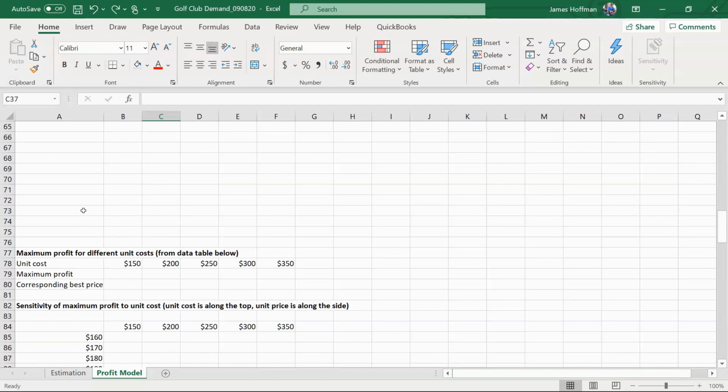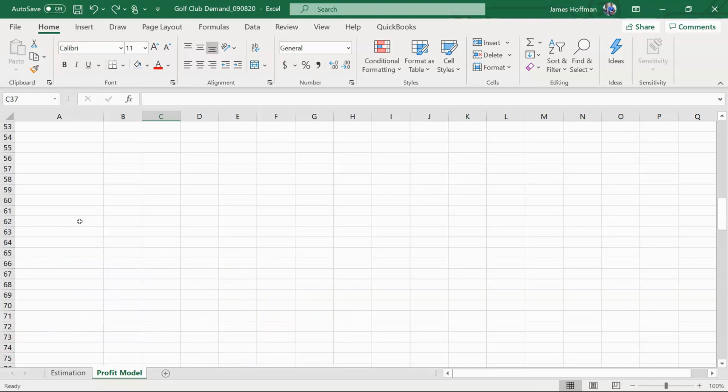Okay, so first, before we do that, you just want to fill in the spaces. See down here, there's another table that we're going to get to in a minute. If you scroll down, you should see maximum profit for different unit costs. That's going to start in A49. So let's delete some of these rows because there's way too many rows here.